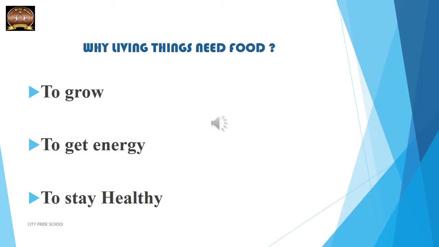Now we have already studied in the chapter of good health why food is essential. So we already know that food is required by all living organisms to grow, to get energy and to stay healthy. So these are the different reasons why living things need food. So now we are going to study the different kinds of structural changes seen in different animals and accordingly how they are classified into different groups.